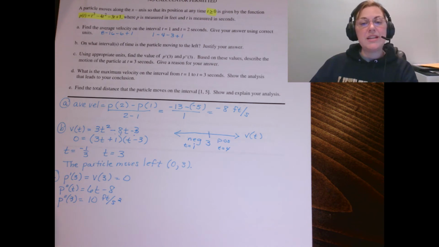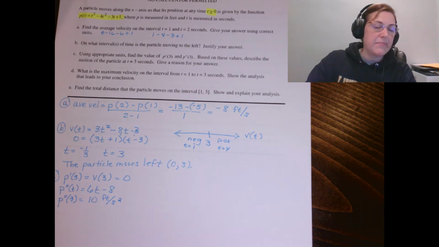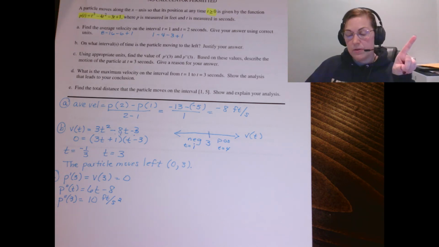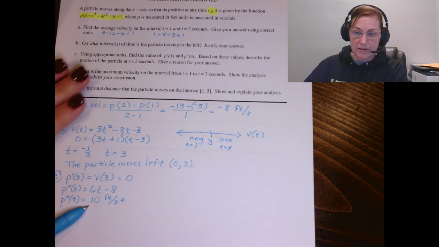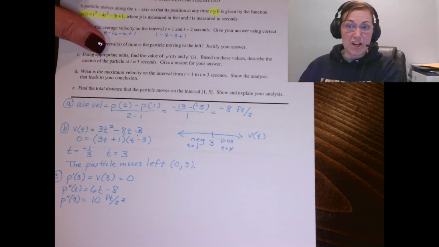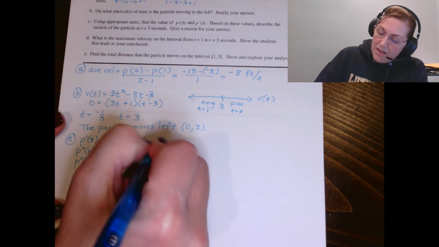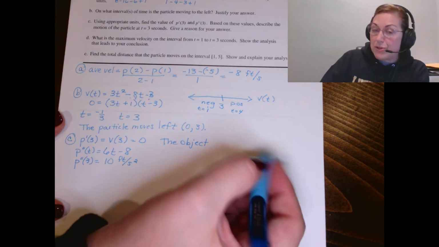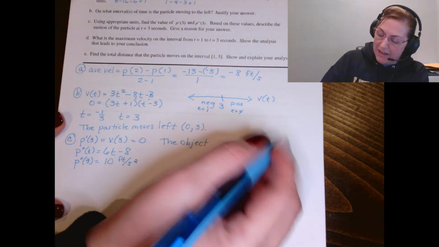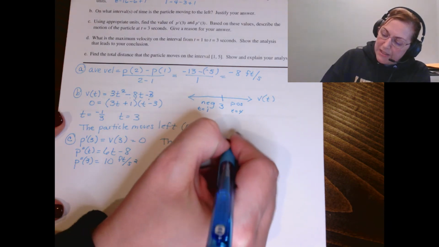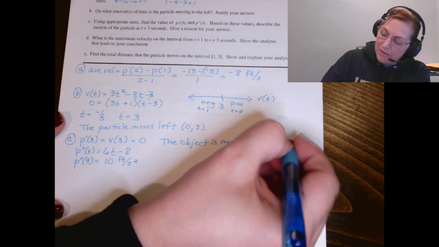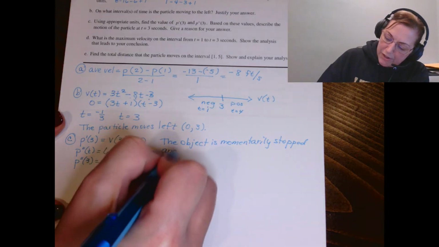All right, now use these values to describe the particle's motion at t equals 3. So since the velocity is 0, but the acceleration is not, the object has stopped for a moment to change direction. And again, if that did not make sense to you, please watch my 5 Commandments of Particle Motion video, because that is one of the 5 commandments. The object is momentarily stopped and changing direction.